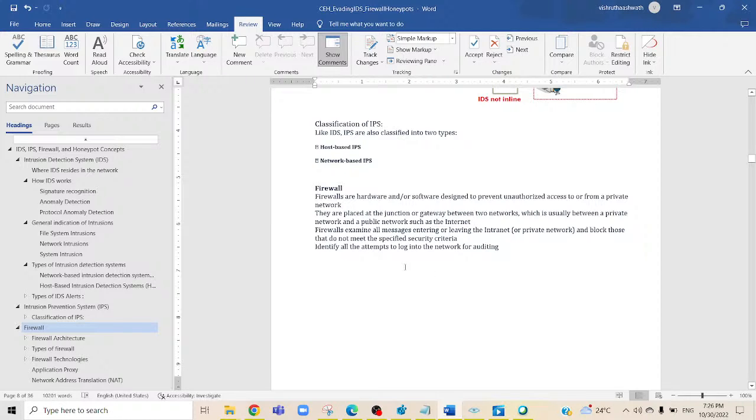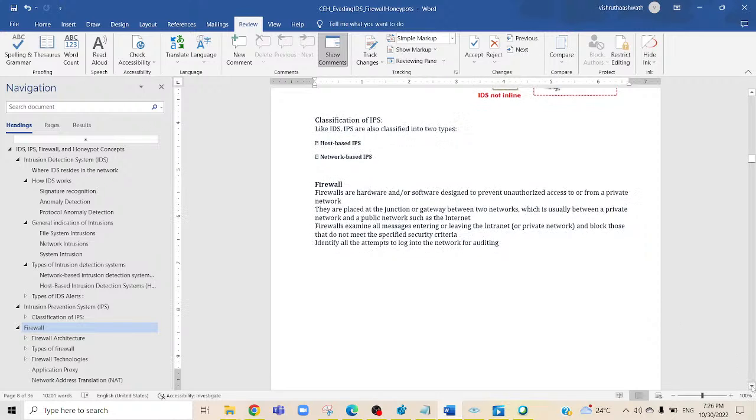Firewalls examine all messages entering or leaving the intranet or private network and block those that do not meet the specified security criteria. They also identify all the attempts to log into the network for auditing.